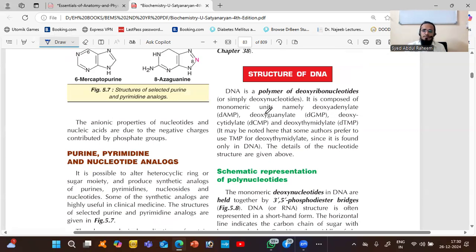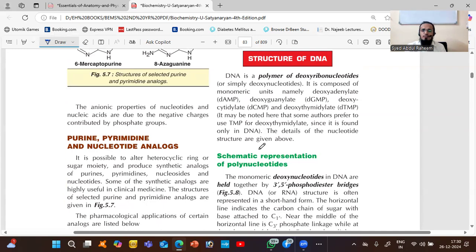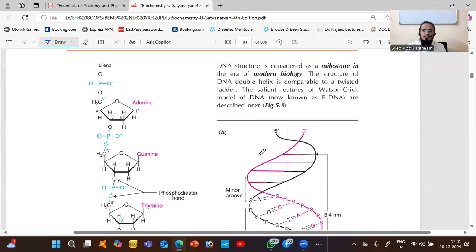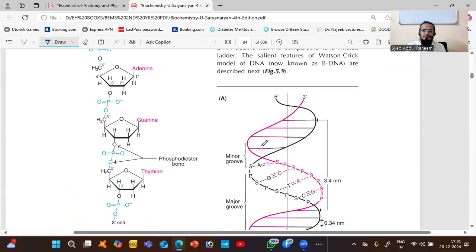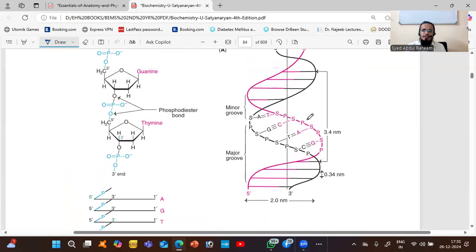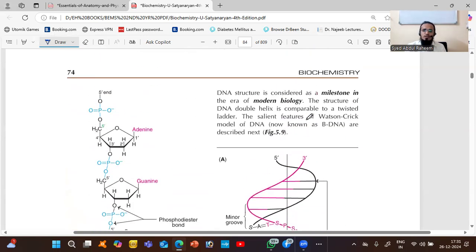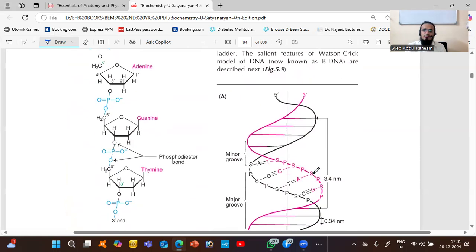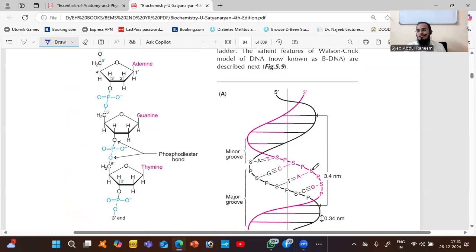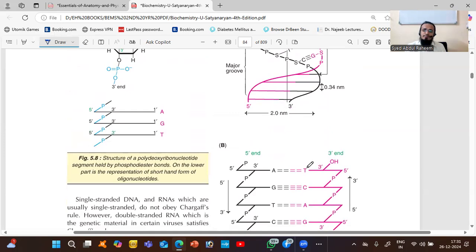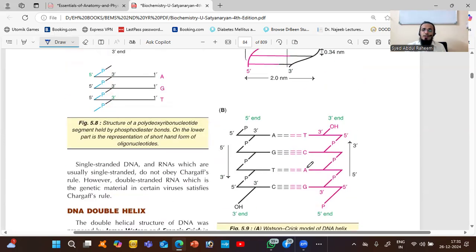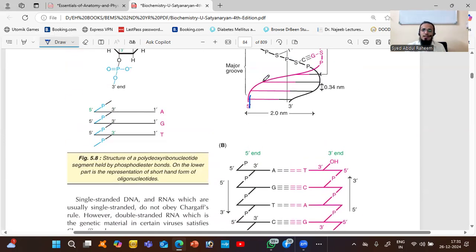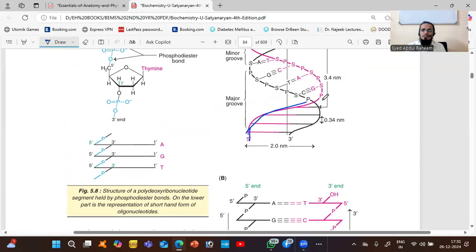Structure of DNA. In the DNA, let's see this. This is the structure of DNA, and this is how the DNA structure can be seen under the microscope. It has a double helix. This is called the double helix.